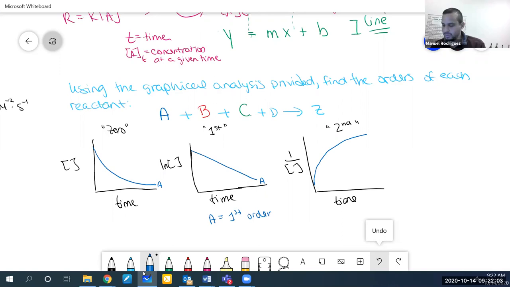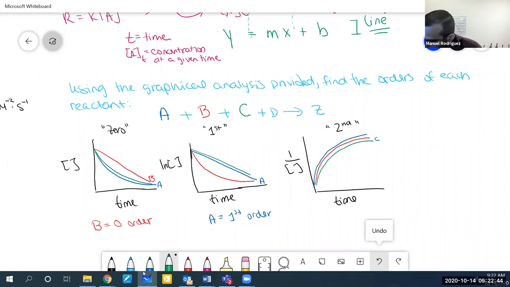Then we should be able to plot B. Let's say we plot B and B gives you these results. So based on these results, that will mean that B is zero order, because that's the one that gave you the straight line. Then we can plot C. Let's say C gave you these results. That means that C is also first order. And let's say we plot D, and D gives you these results. Then that means that D is second order.